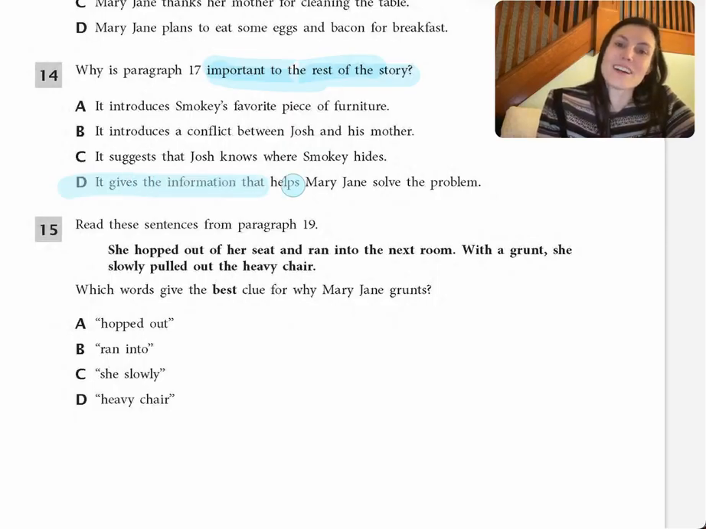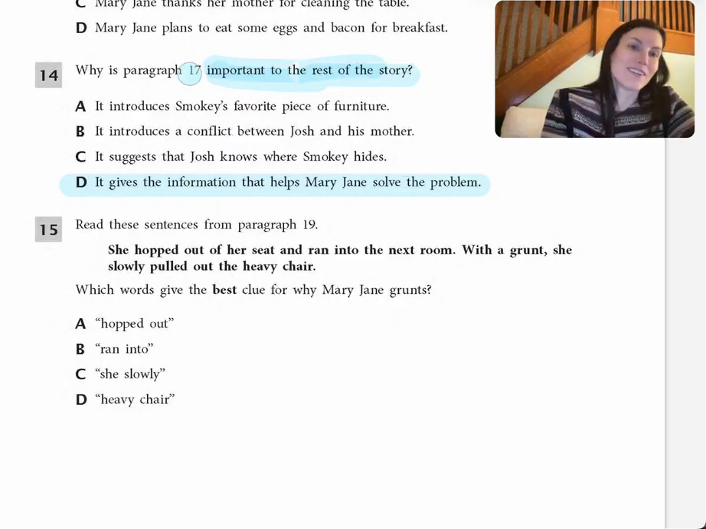This would be our answer choice because the story is about Mary Jane solving her problem or conflict. So paragraph 17 is important to our story because every story would need this problem, and that's what's going to solve the problem. So for 14, it has to be D. They're asking us how it develops our story.